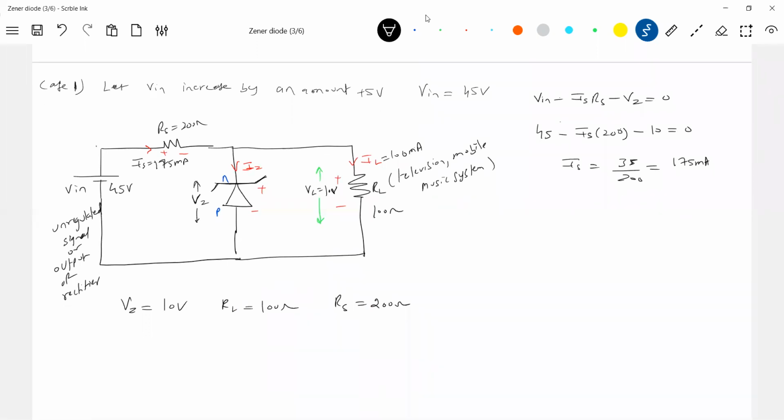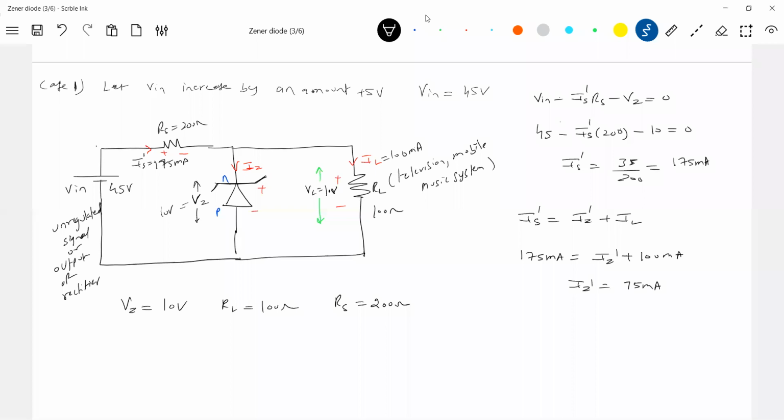Now, what will happen? IZ will increase. So how about VL? Because of the breakdown voltage, VL equals VZ. VZ will still be 10 volt only. Now, if current increases here, what will increase? IZ will increase. So let's do one thing. IS equals IZ plus IL. This IZ, how much is it? 175 milliampere minus 100 milliampere. How much is it? 75 milliampere. So is it possible?